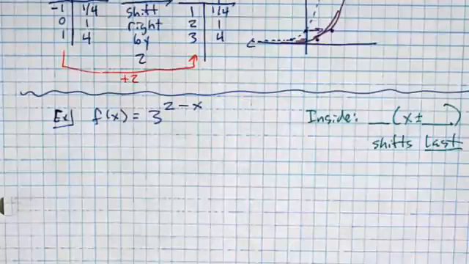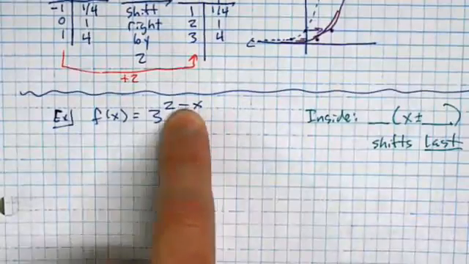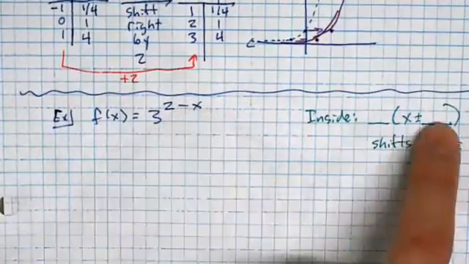If you don't have it in this form, then the shifts might need to happen before you take care of any reflections or stretches, or maybe after, and it's kind of hard to tell. But if you get it into this format, then you can be sure that the shifts are going to happen last. So anytime I see something that has multiple stuff on the inside of the function, I want to try and put it in this form.